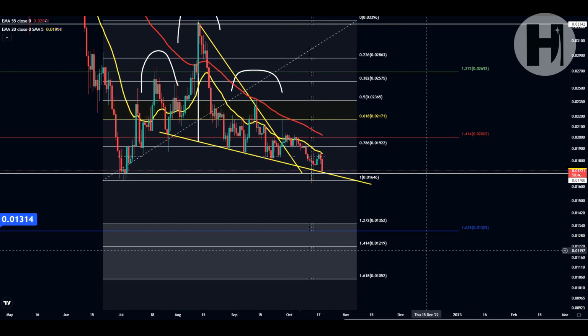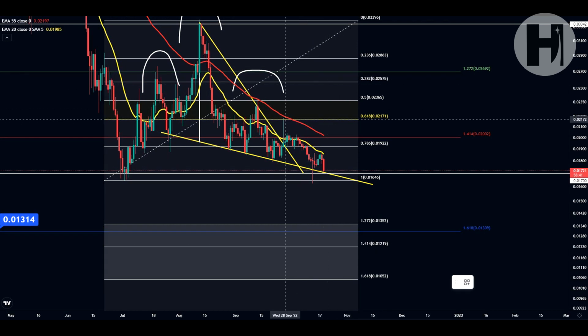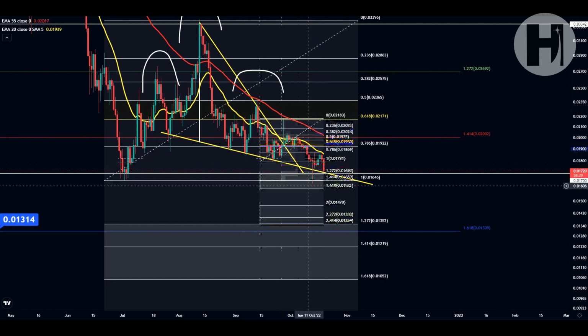So if I pull out a fib retracement over here to show you what our possible targets are, we're going to take this swing high that we had here September 27th, and we're going to take the swing low on September 21st. As you can see, this will allow us to get the 1.618 target, and we've almost reached that target. We have it here at 0.01585. So that is our potential target if we start losing this low here.